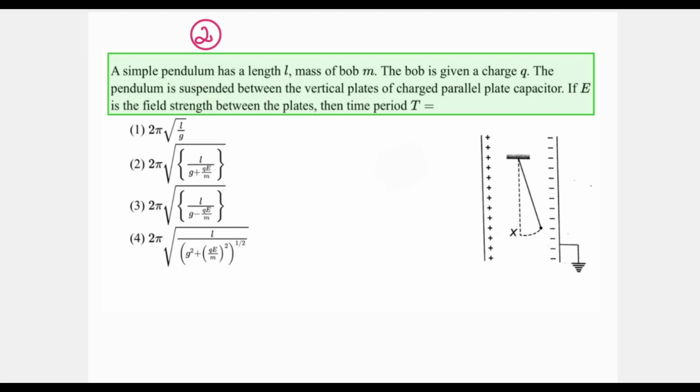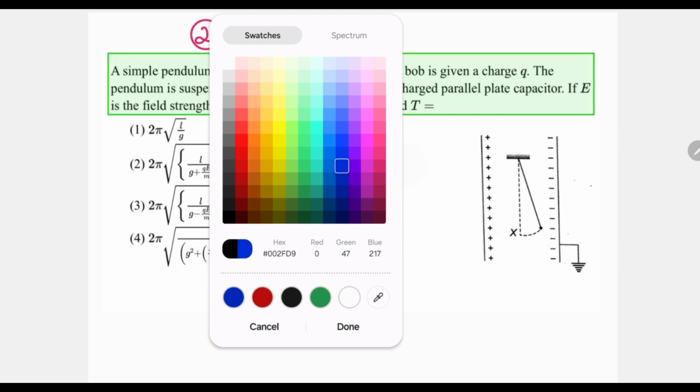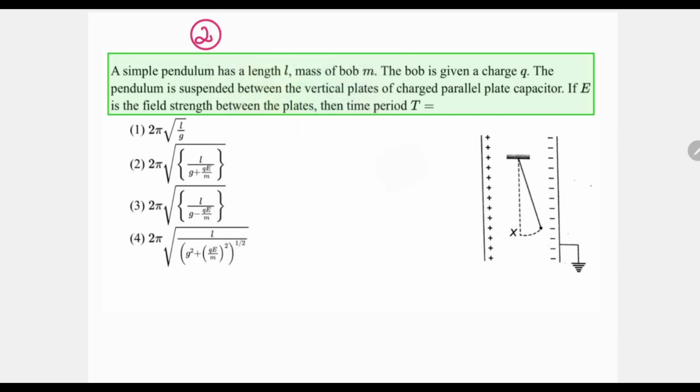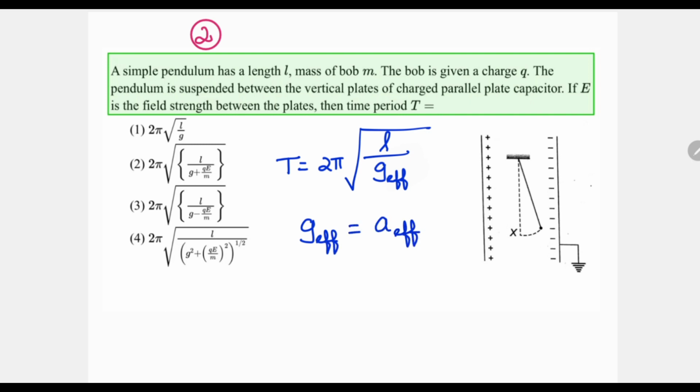So here a simple pendulum is kept between the plates of a parallel plate capacitor, and here also they are asking to find the time period of oscillation. So in our mind, it should come that the time period of oscillation in any situation, generally we can express as T equals 2 pi into root of L by g effective. Here g effective means effective acceleration.